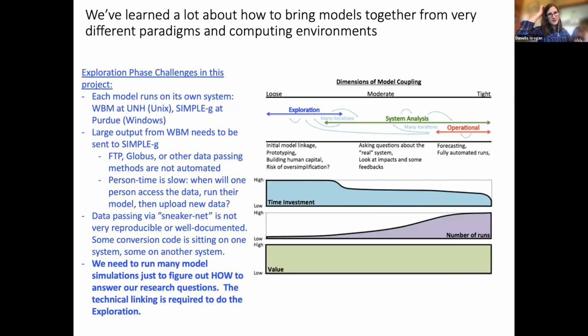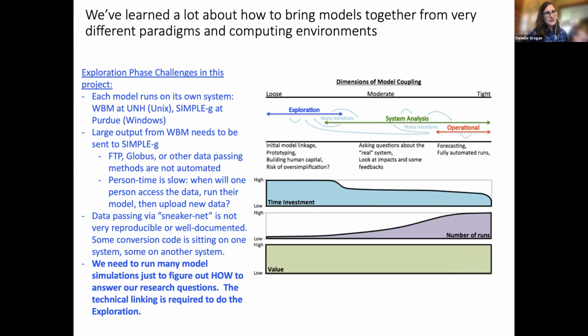As we started into this exploration phase, we had some really unique challenges. We realized we need the system to be automated and to have some cyber infrastructure help us with all of this file transferring, because we need to run many iterations of the two models going back and forth to answer this research question. This is maybe one of the first cases I've come up against where the technical solutions actually have to come before some of the research solutions.